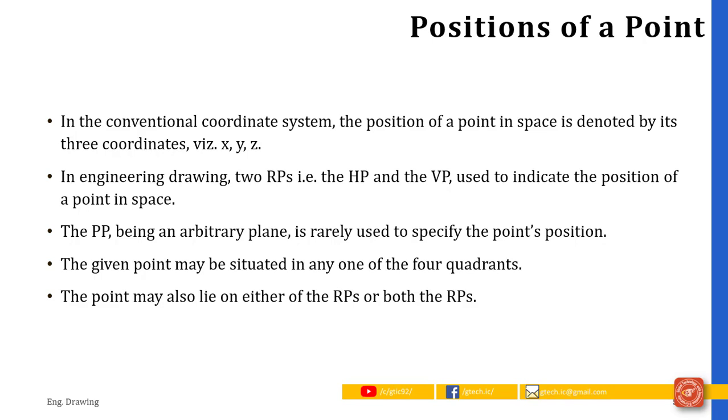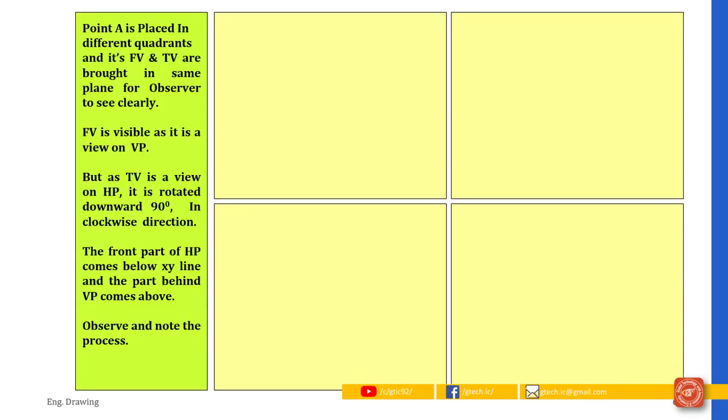The given point may be situated in any one of the four quadrants, and the point may also lie on either of the reference planes or both the reference planes. Now let's place a point A in different quadrants, and its front and top views are brought into the same plane for the observer to see clearly.